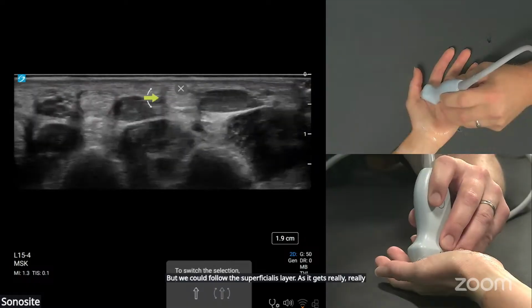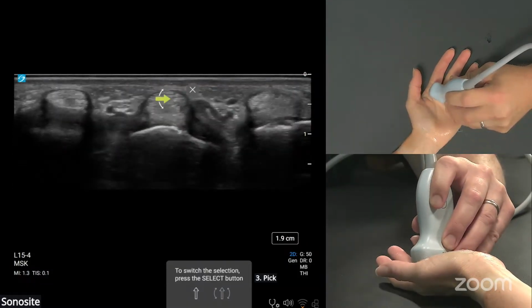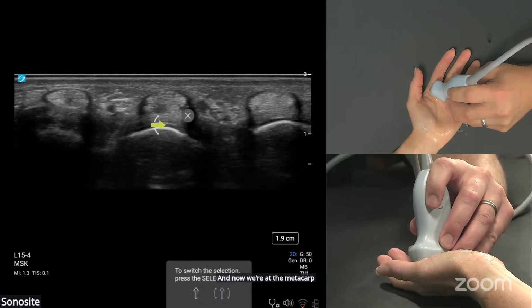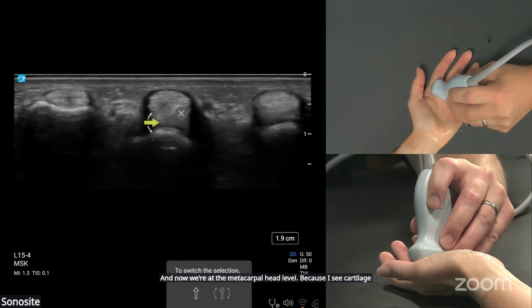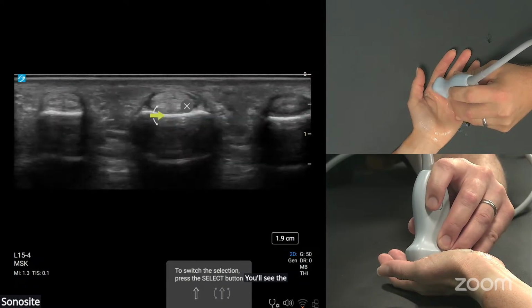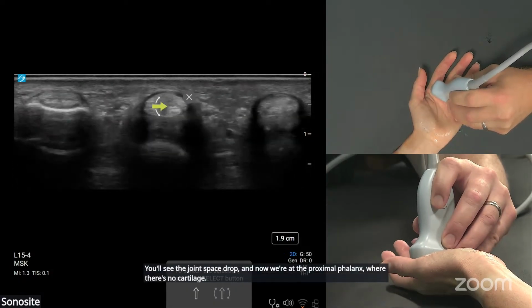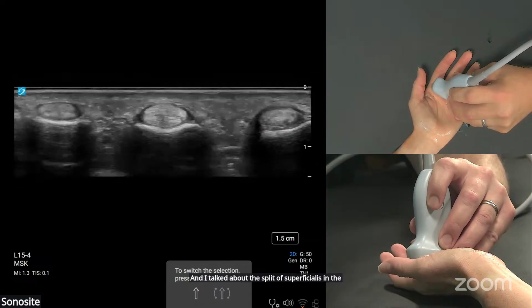I'm just going to stick with digit 3. Pick a digit, right? So here we are in digit 3, and now we're at the metacarpal head level because I see cartilage. And if I go distal to that, you'll see the joint space drop, and now we're at the proximal phalanx where there's no cartilage. And I talked about the split of superficialis in the PowerPoint, so let's get to that really quick.